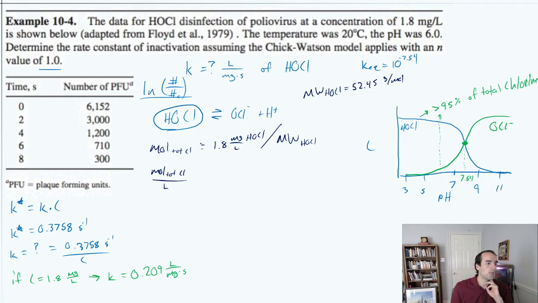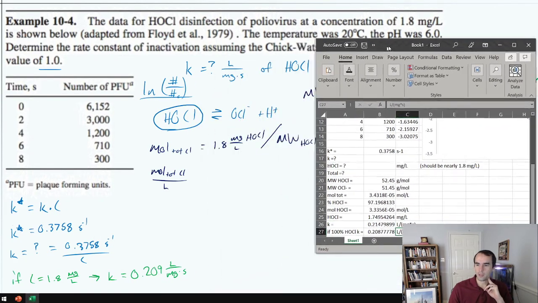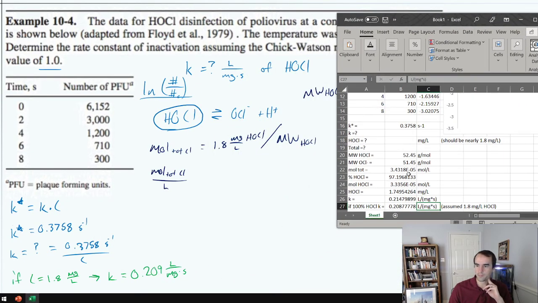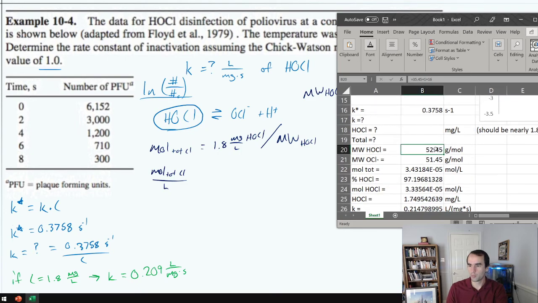And I'm going to go ahead and bring Excel over to show that part. So we have the moles total. I took that grams per mole, and I took 1.8, divided that by 1,000 because it was in milligrams, so we need it in grams. So 1.8 divided by 1,000, divided by the molecular weight. That gives us 3.43 times 10 to the minus fifth moles of chlorine per liter total.